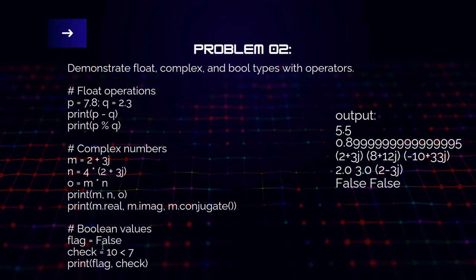Boolean values: flag is equal to false. Flag, here the output will be false. It will return the value which is being stored in the flag variable. And check is equal to 10 is less than 7. So this is false. Then check will return false here.